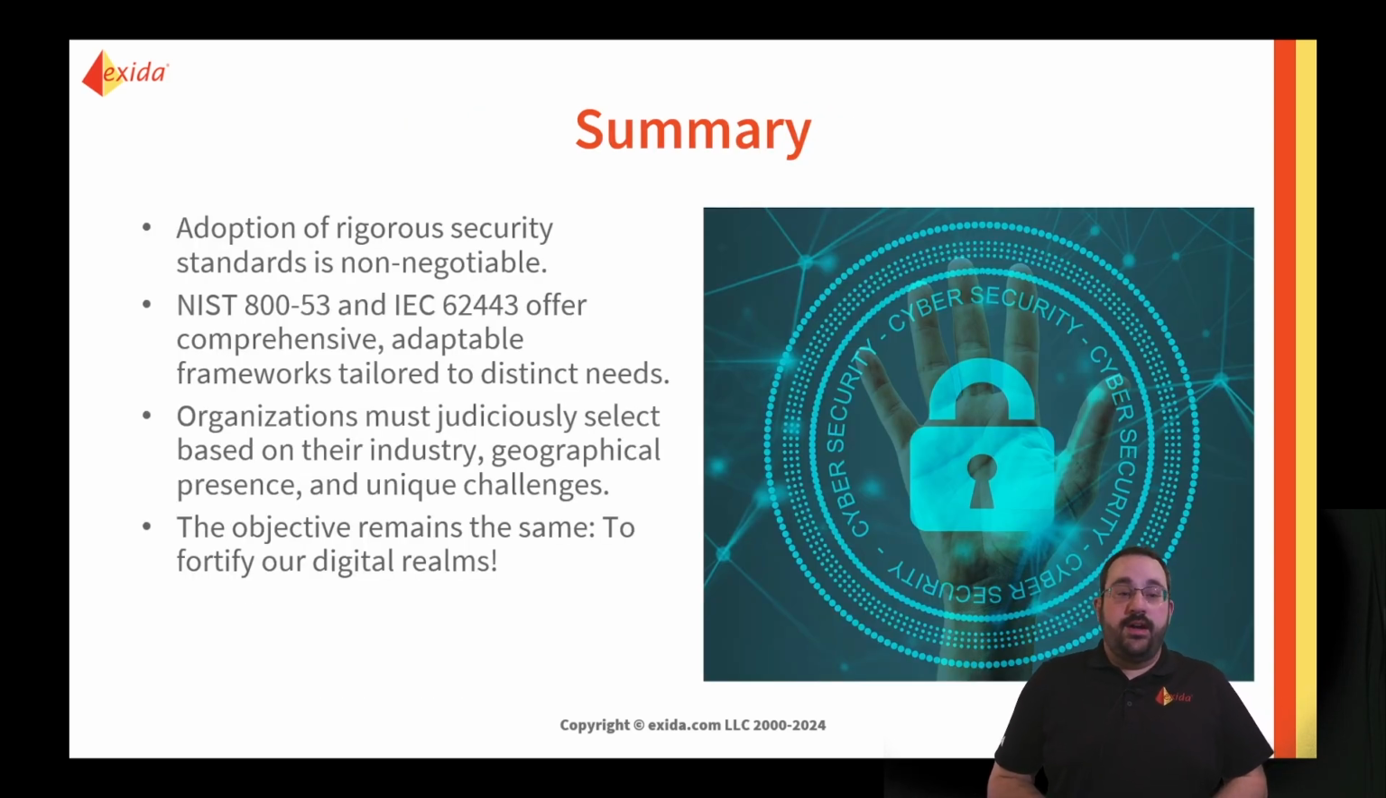So to summarize, what we're suggesting, or rather showing you, is that the adoption of rigorous security standards is non-negotiable. You need to have some sort of security standard that your organization adheres to. So 62443 and 853, they're both considered comprehensive and adaptable to meet distinct needs, whether it be more if you are an organization dealing with data confidentiality and things like that. Both are important, but maybe you might lean more towards the NIST 853 standard. Organizations must select what they need based on their industry, their location, and what their challenges are as a company to provide cybersecurity best practices to keep them safe.